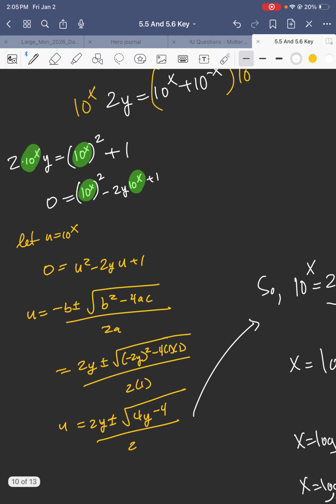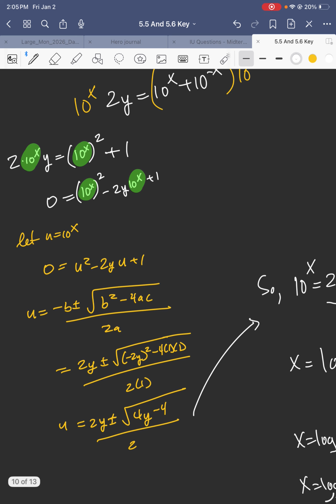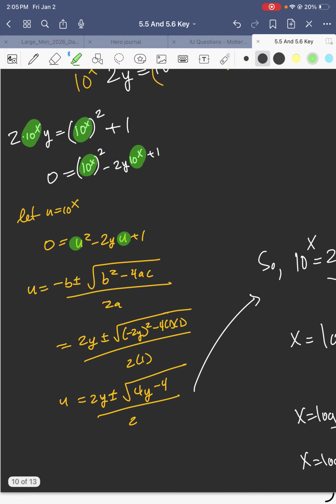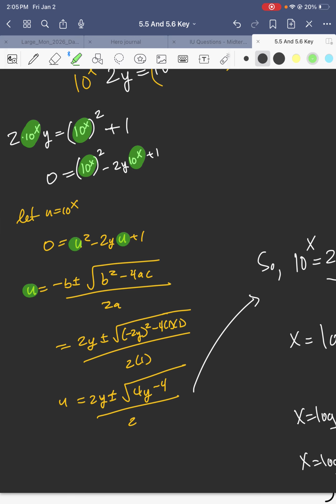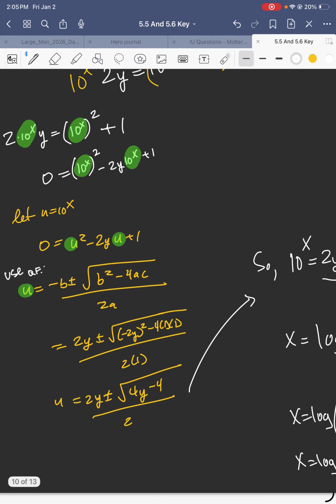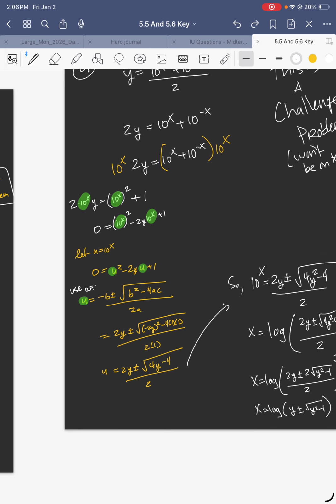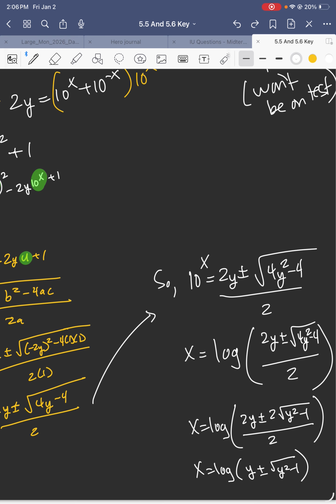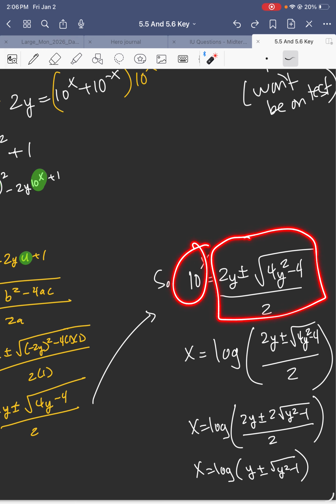If we let u equal 10 to the x, then we now have u squared minus 2yu plus 1, and we can solve for u using our old buddy, the quadratic formula. Use the quadratic formula, and we end up getting this ugly expression. But remember, u was equal to 10 to the x. So believe it or not, 10 to the x is equal to this.